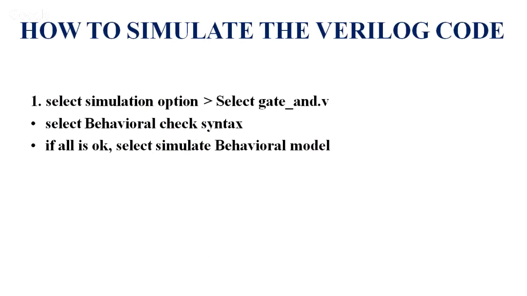Now, after writing the .v file and UCF file, what do we do next? There are two things we do: first simulation, and then implementation. So how do we simulate our Verilog code on Xilinx? For the simulation option, select your .v file, and then select Behavioral Check Syntax. If all is okay, select Simulate Behavioral Model.